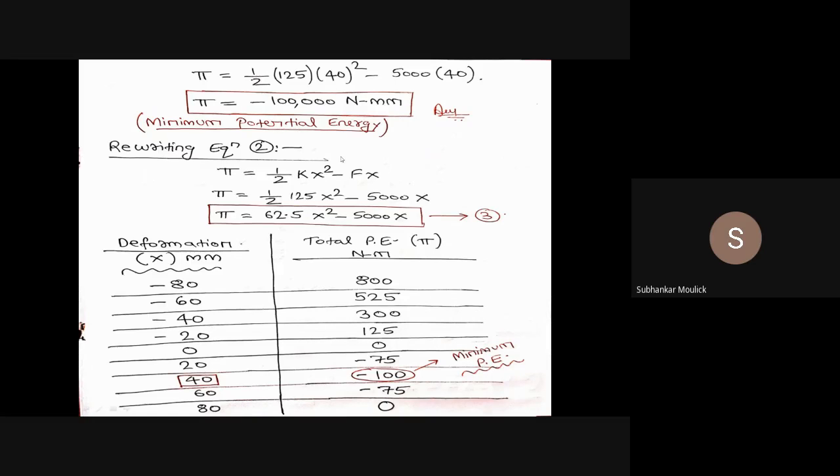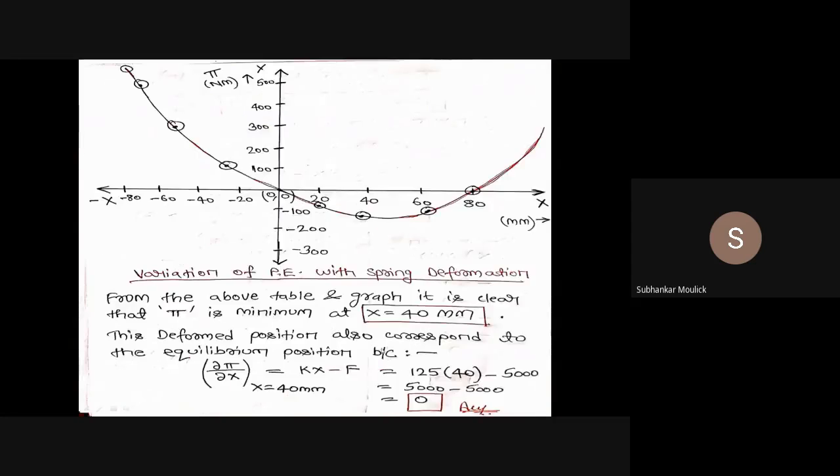Is it clear? Sir, here what does the minus sign signify? Minus means the potential energy is minimum. You will come to know in the next slide.